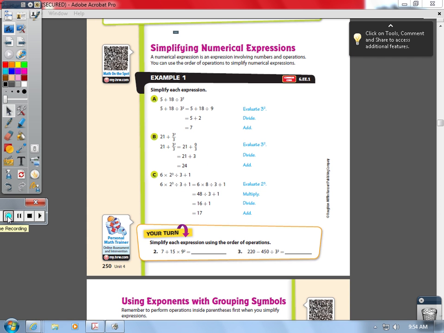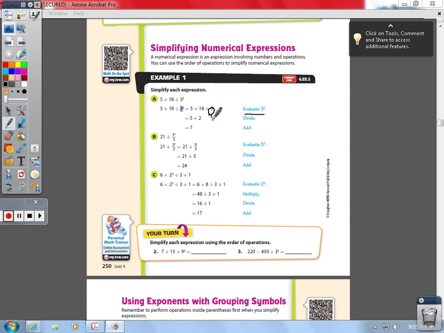So the next part that we're going to talk about is simplifying numerical expressions. A numerical expression is an expression involving numbers and operations. You can use the order of operations to simplify numeric expressions. So simplify each expression. From the order of operations, first thing we'd look for is parentheses. There are none. So then we would have to take care of exponents. We have 3 to the second power. So the first thing we'd have to do is evaluate 3 to the second power, which is 9.